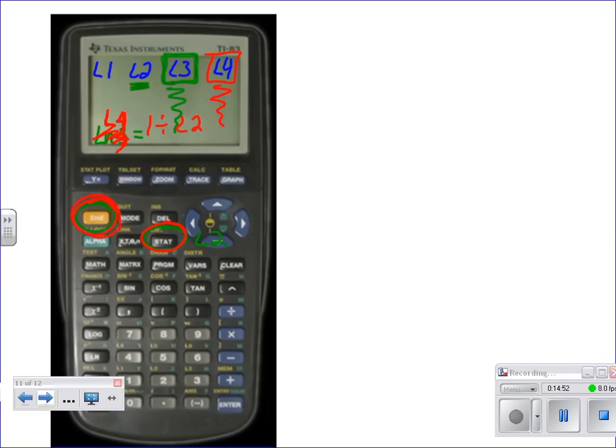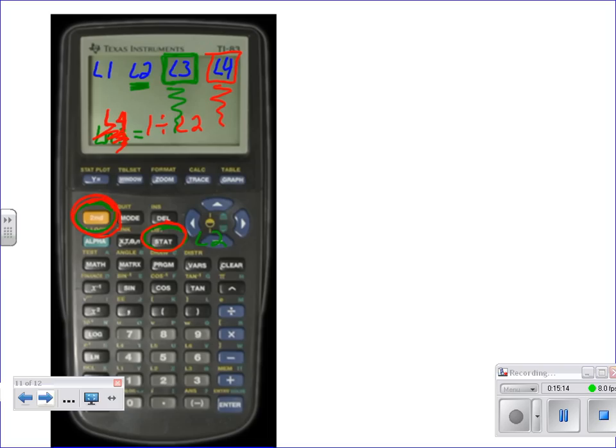Once you play around with it a little bit, I think you'll see that. So you have all that data now. You've got everything plugged into your L1, L2, L3, and L4. Now what you need to do is take those values and compare them; you need to figure out the linear regression of a line.